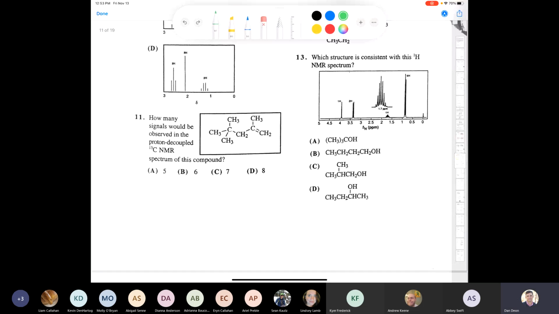All right, question 11. How many signals would be observed in the proton decoupled carbon-13 NMR? So proton decoupled just means our standard proton NMR. I'm going to write out the bond line structure. Maybe that'll help somebody. Okay, I'll give you a second to think about how many different carbon-13 signals you would get from this molecule. So I'm looking for the total number of distinct carbons in this molecule.